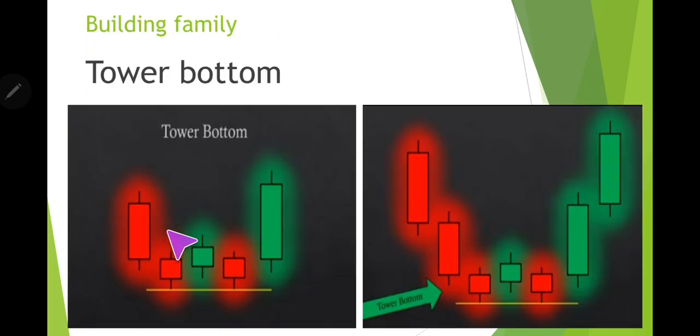The tower bottom is the mirror image of what I spoke about. The tower top will appear towards the end of a downtrend like this. You'll find that there's a candle that opens with a gap up, and after that there's a bearish candle that opens with a gap down, but without taking the low of that candle. So this signifies that the market might be ready to reverse to the upside.